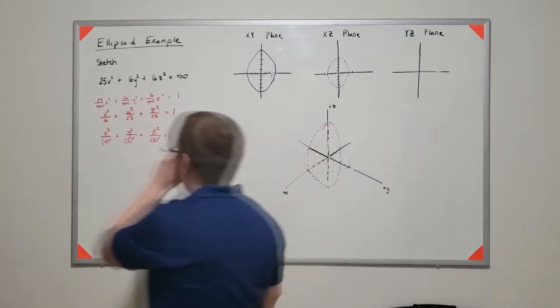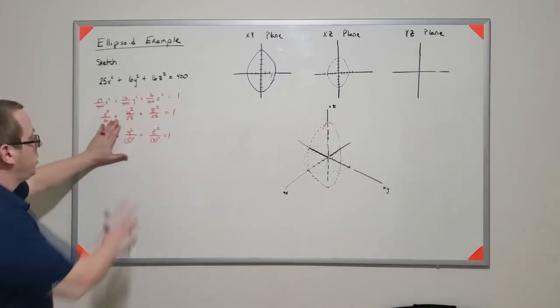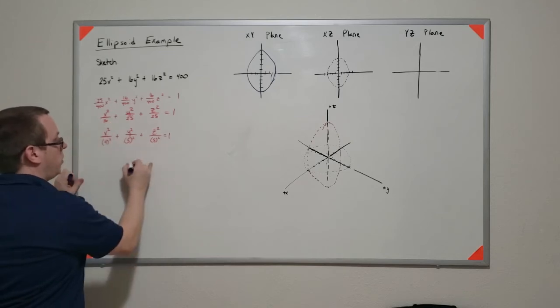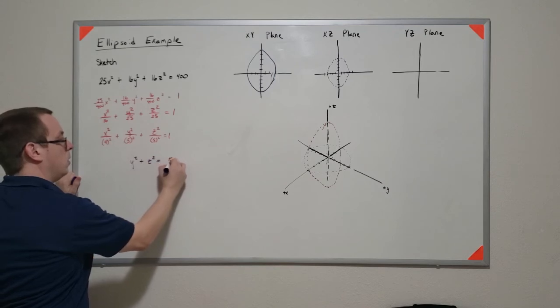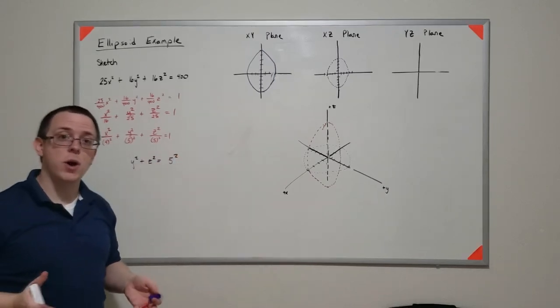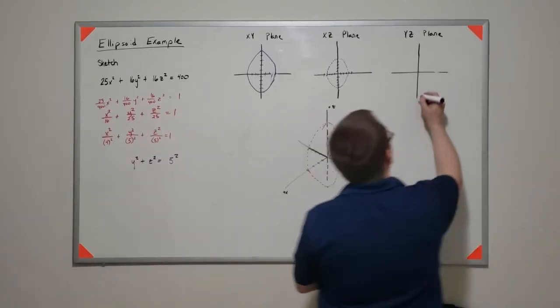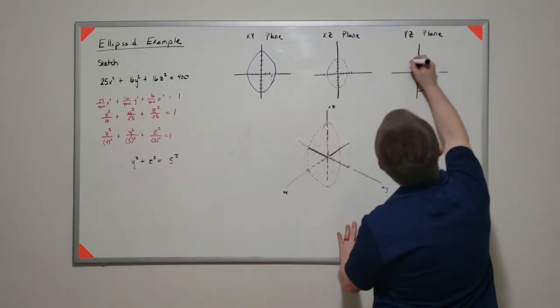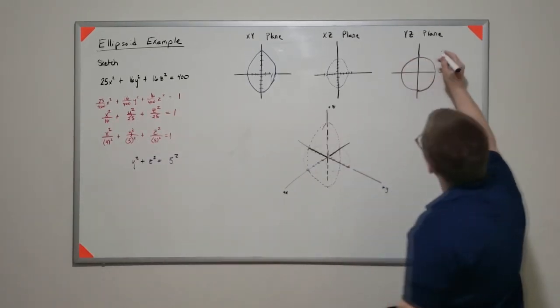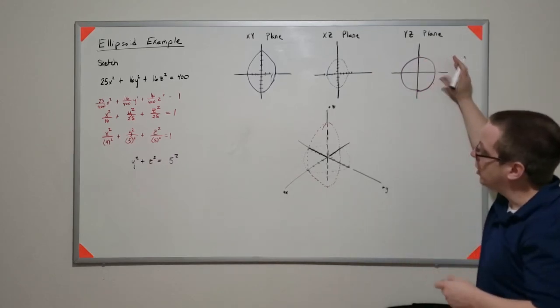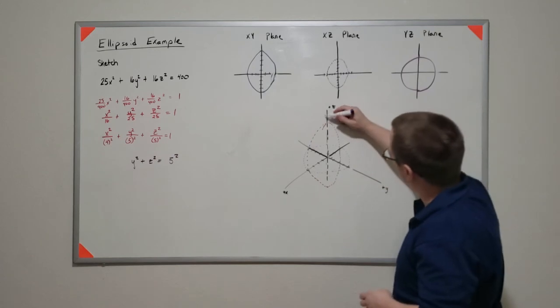Now in YZ, what you actually notice is that these values are the same. So you could write that as, and that's the equation of a circle. So in the YZ plane, and that's not a perfect circle, but that's the idea. In the YZ plane, you're actually going to have a perfect circle.